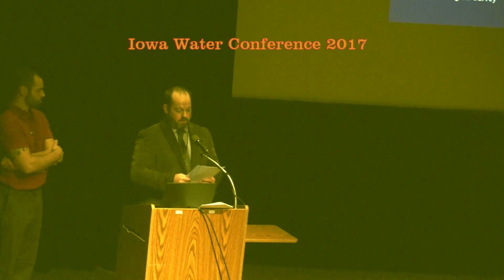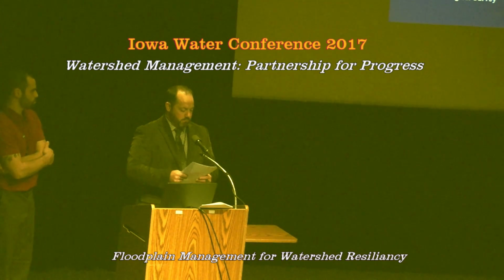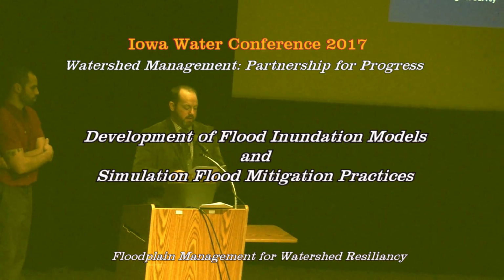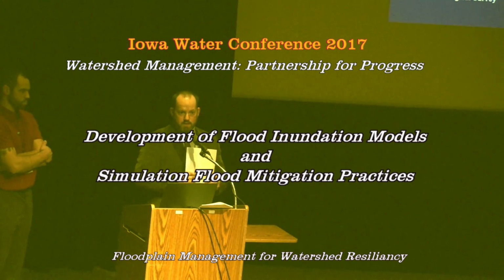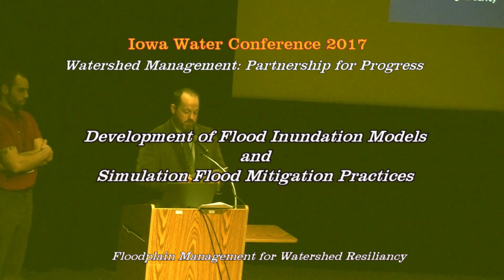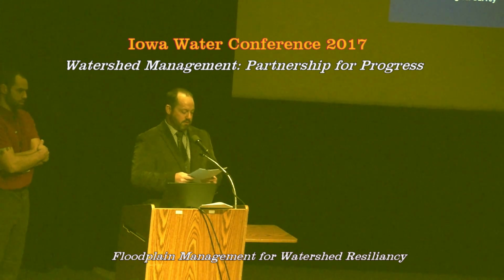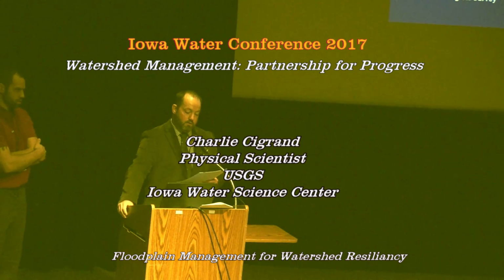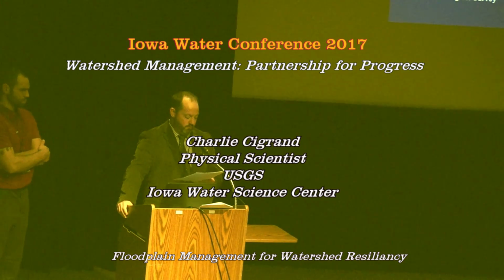So I'm going to start off here, introduce our next speaker. Charlie Cigrand is with the USGS with the title Physical Scientist. He made my life really easy, gave me a very short bio, so we'll have him give us a little bit of background on what he does as a physical scientist at the USGS and the work that he performs.